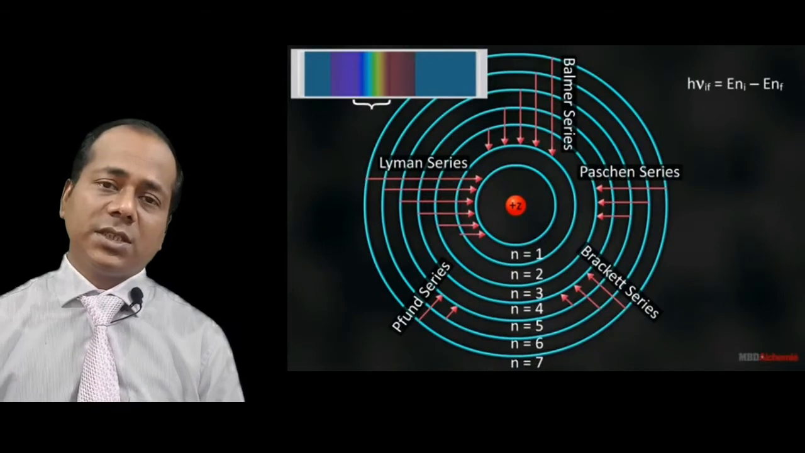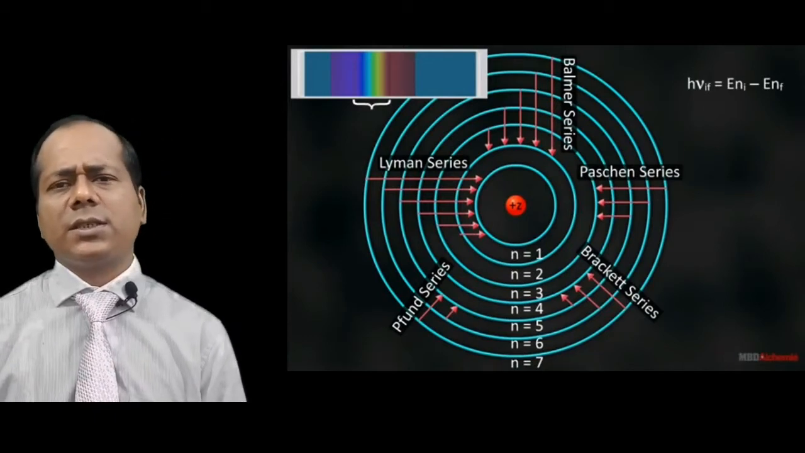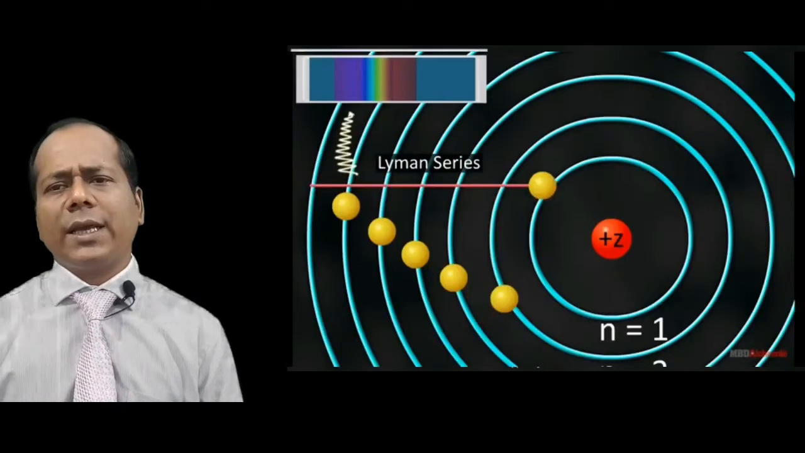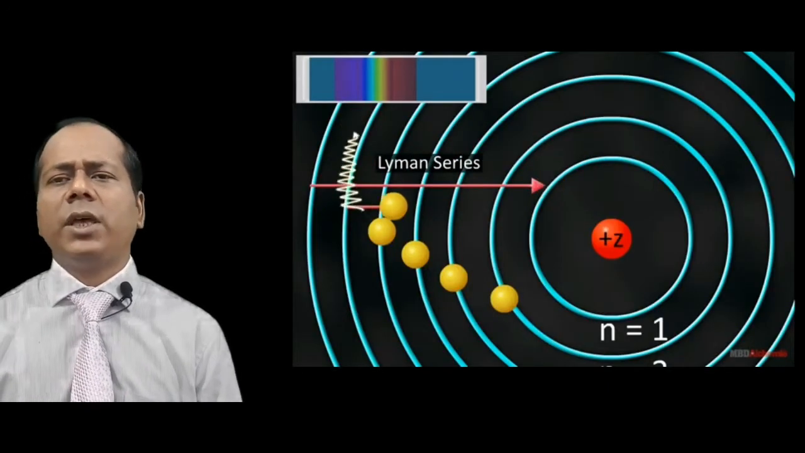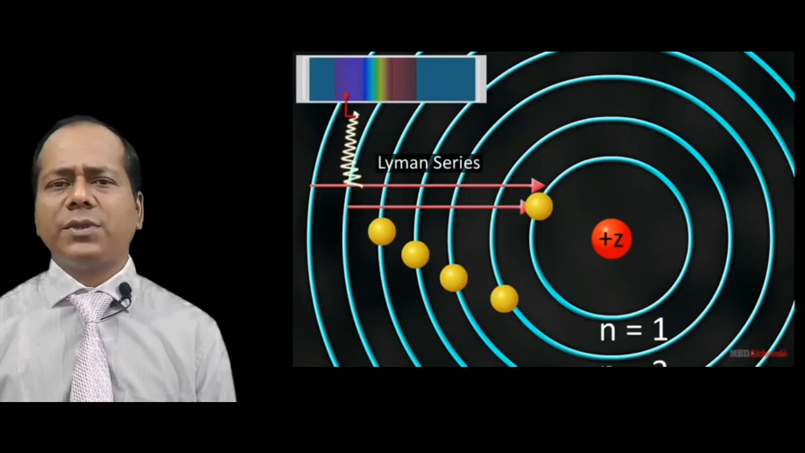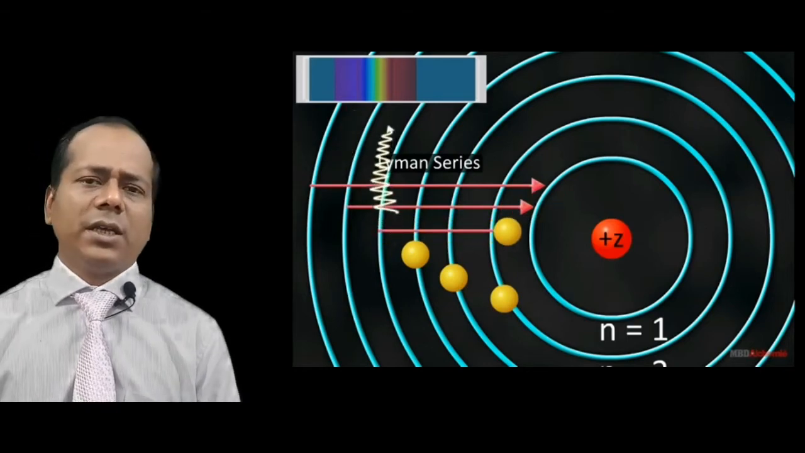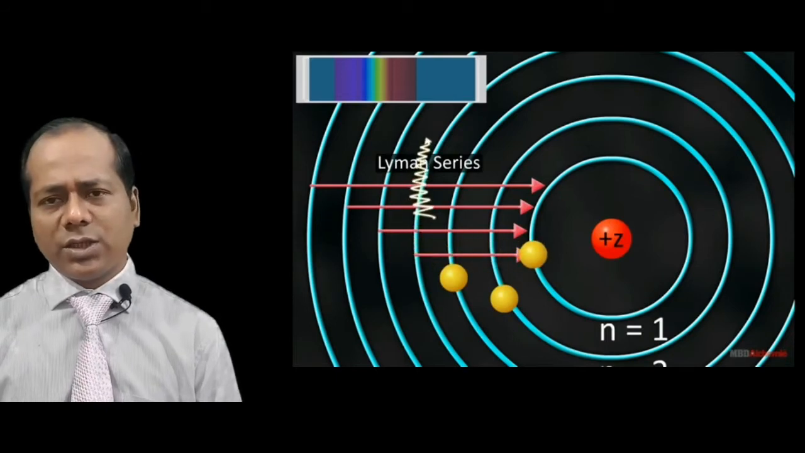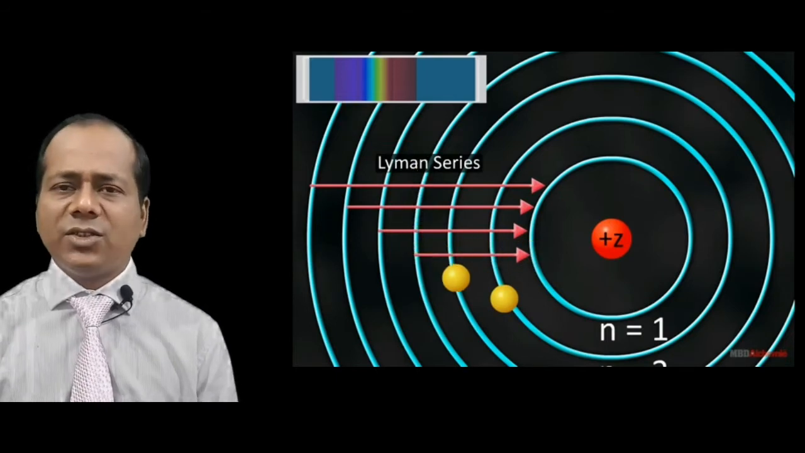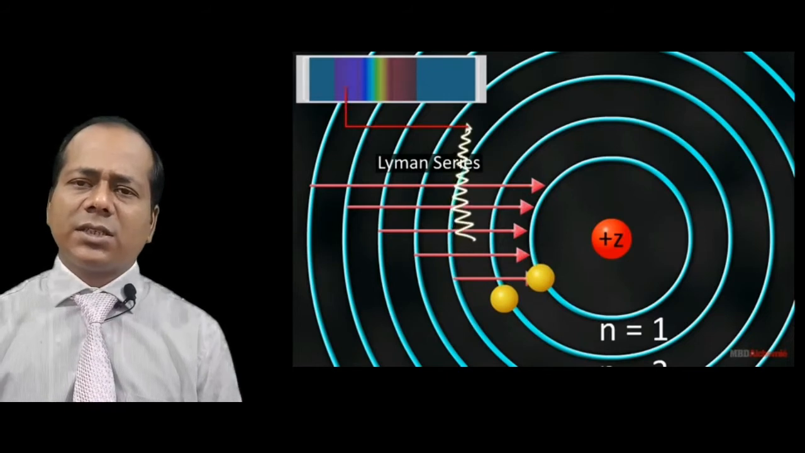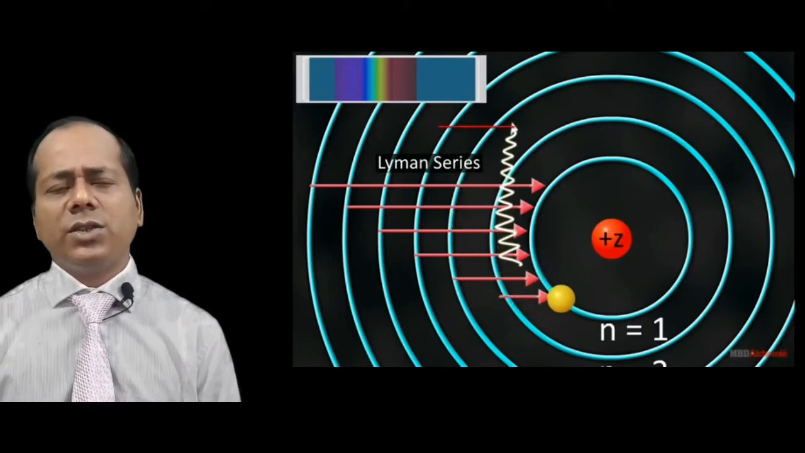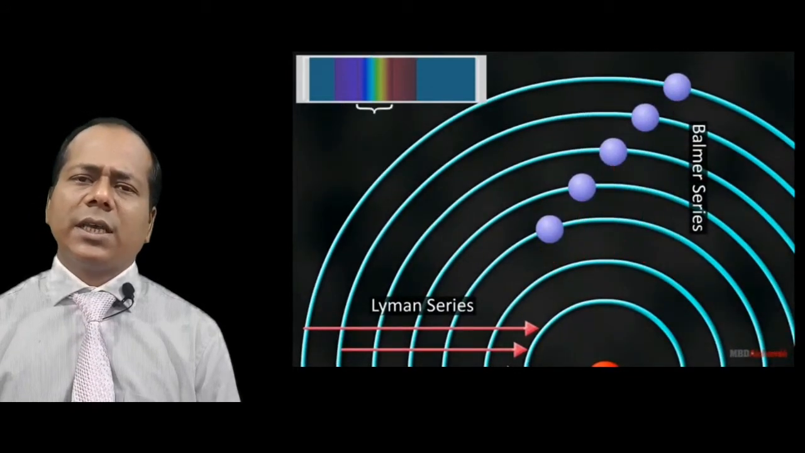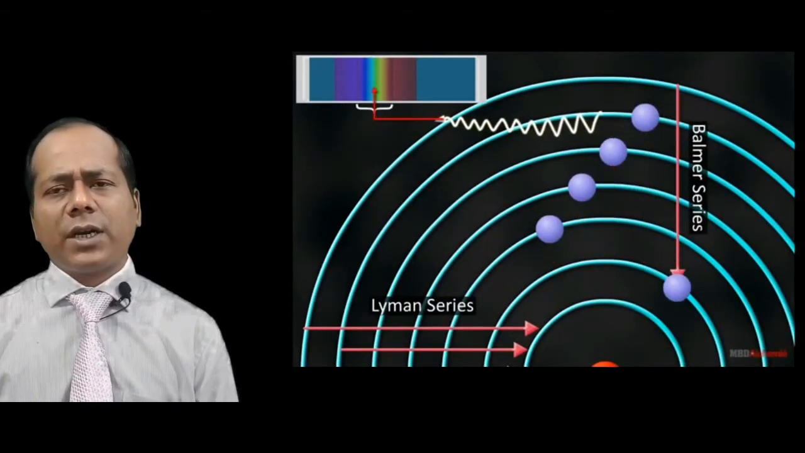Now, Paschen series. Paschen series of line spectra are due to electronic transition from n2 equal to 4, 5, 6, etc. energy level to n1 equal to 3 energy level. In 1908, scientist Paschen discovered this series. These spectral lines appear at the infrared region.